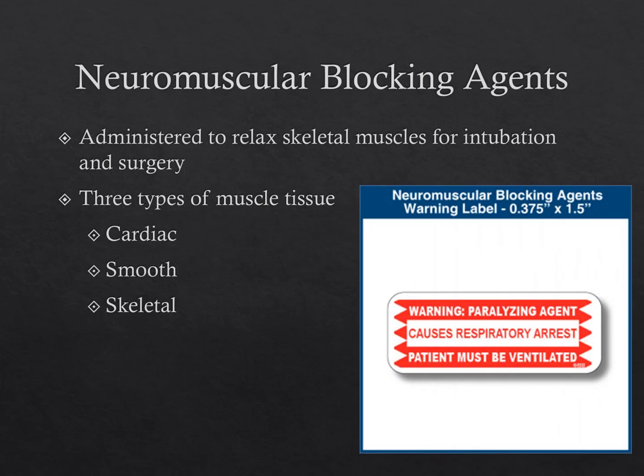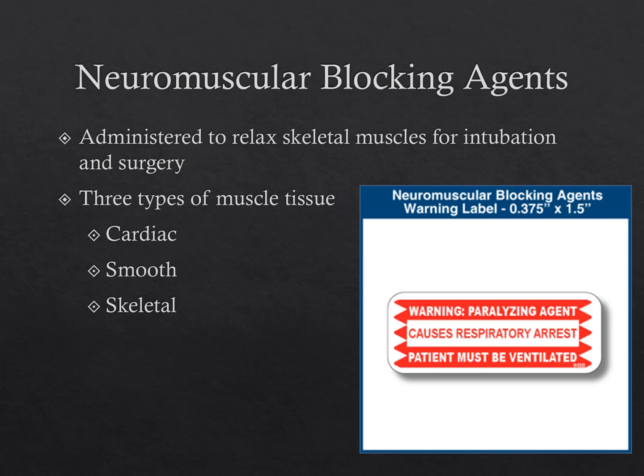The fourth category we're going to talk about are the neuromuscular blocking agents. So when a patient goes under general anesthesia, they may be unconscious, they may not have any pain, may have no memory, but their skeletal muscles will respond to stimuli. So remember, for a muscle to contract, it has to be stimulated by a motor nerve. And then remember, there's three types of muscle tissue: cardiac, smooth, skeletal.